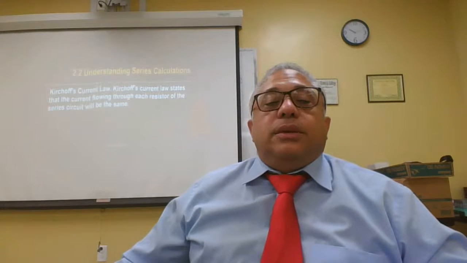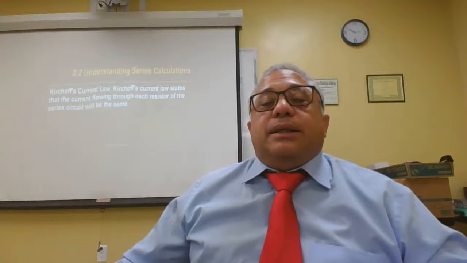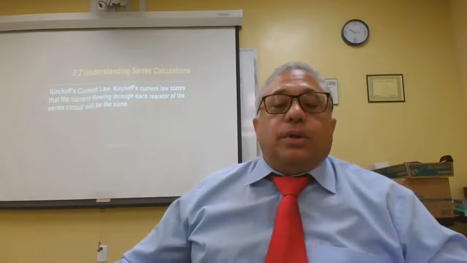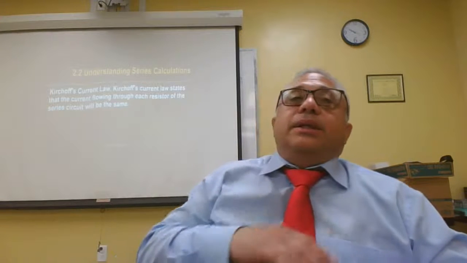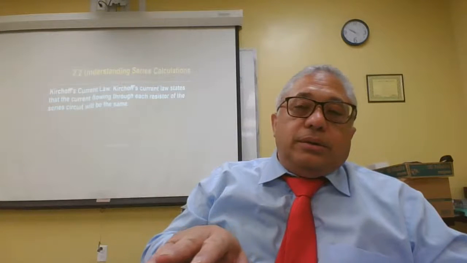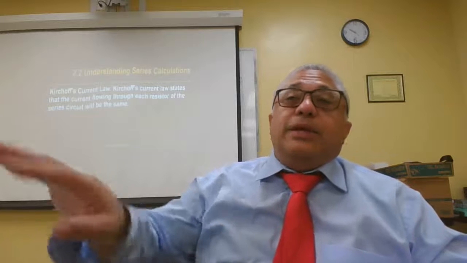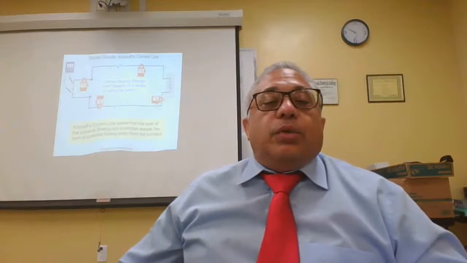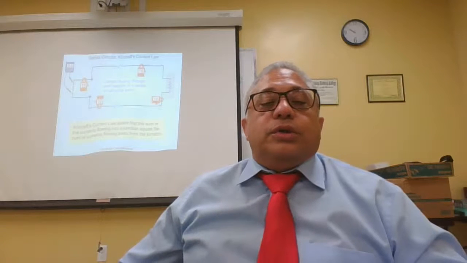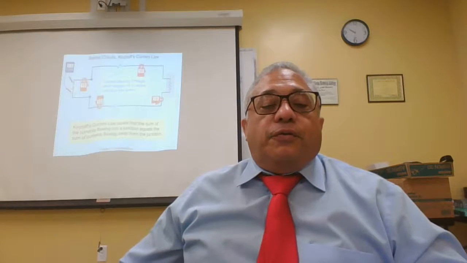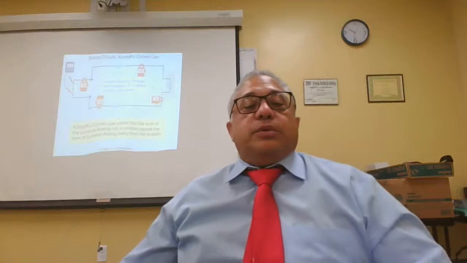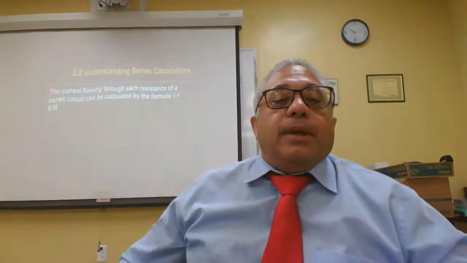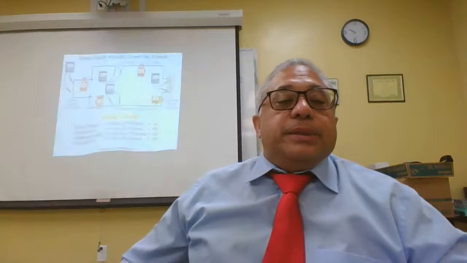Kirchhoff's current law states that in a node, the addition of all currents is equal to zero, which is the same as saying the addition of the currents that go in is the same as the currents that are leaving the node. Here we have current law, which states that the sum of current flowing into a junction equals the sum of current leaving that junction. That's basically it.